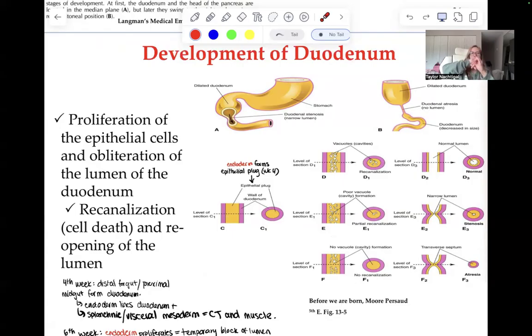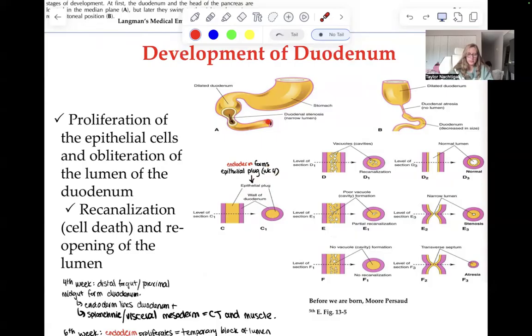But then as the embryo and baby continues to grow, that hole in the middle reopens. That's called recanalization. And the lumen is going to reopen. So the epithelial cells, they're proliferating so rapidly that they end up obliterating the lumen of the duodenum. That's what this is showing here. All this endoderm in the middle forms what's called an epithelial plug at week 4.